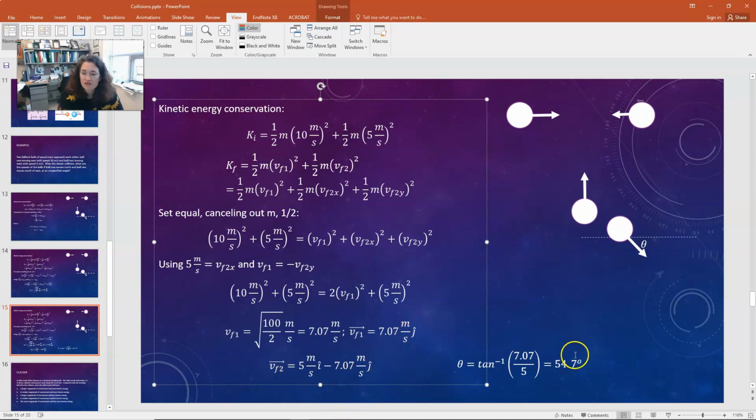If I wanted to solve for the angle theta, theta would be equal to the inverse tangent of the y component over the x component, which is the inverse tangent of 7.07 over 5. And when I solve for that in degrees, I end up with 54.7 degrees for theta. So now I have everything. I have the velocities of both balls, and I have the angle that it makes with that horizontal axis.